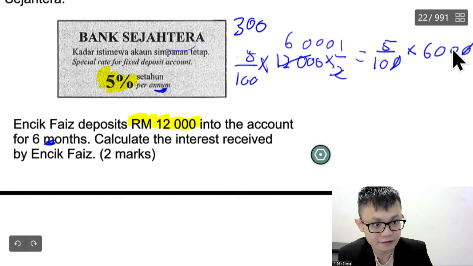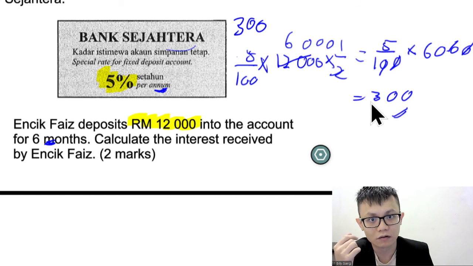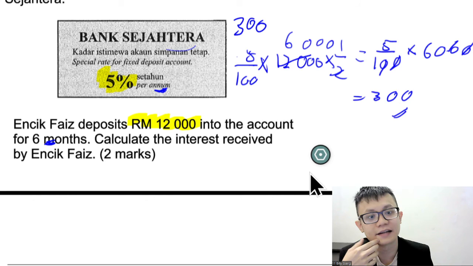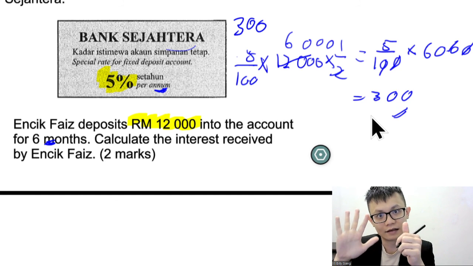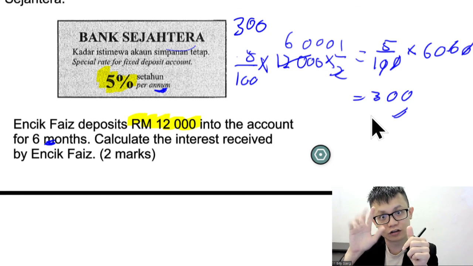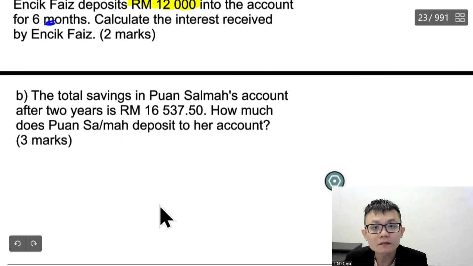Cut, cut, cut, cut. 5 times 60, you get 300. So for half a year, this is the money that you get, 300. That's why you get 600 for 1 year, but you're supposed to divide the 600 by 2, so you get 300 because it's only half a year.